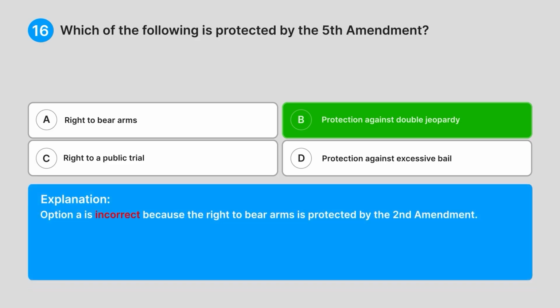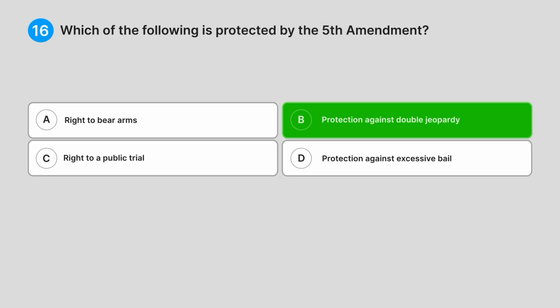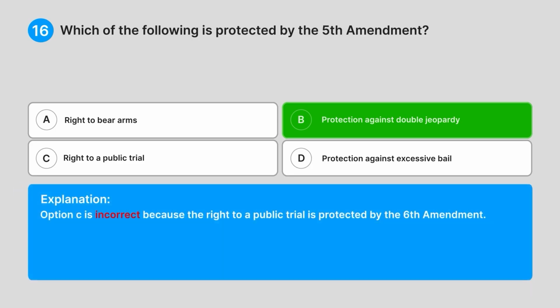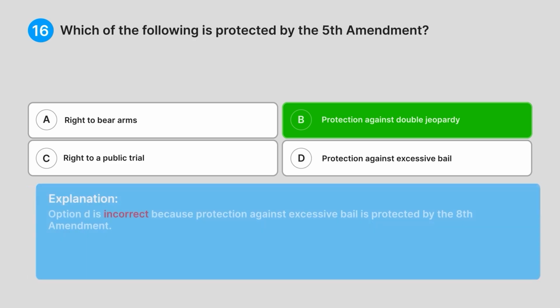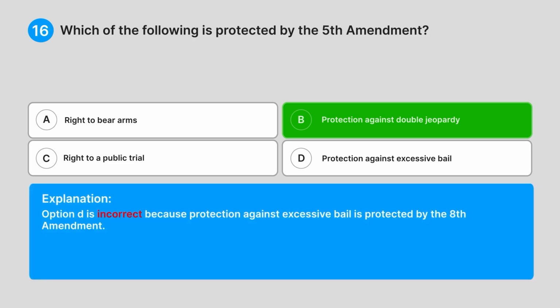Option A is incorrect because the right to bear arms is protected by the Second Amendment. Option C is incorrect because the right to a public trial is protected by the Sixth Amendment. Option D is incorrect because protection against excessive bail is protected by the Eighth Amendment.